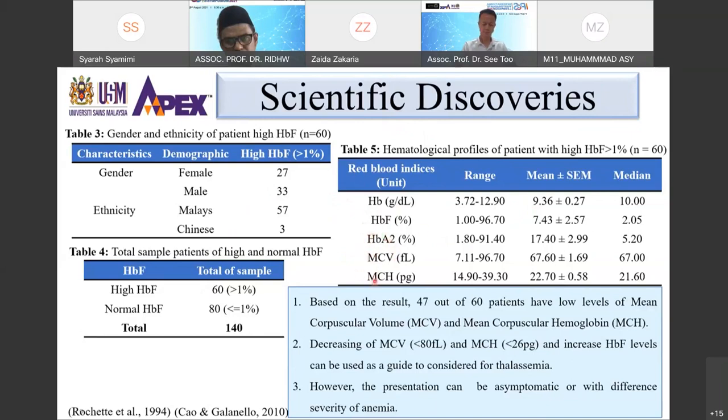There is a decrease in the MCV and also the MCH in 47 patients. Basically, the decrease of both, and the increase in HbF, can be a guide to consider thalassemia patients. However, it can be present as asymptomatic and with different severity of anemia, either mild, moderate, or severe.